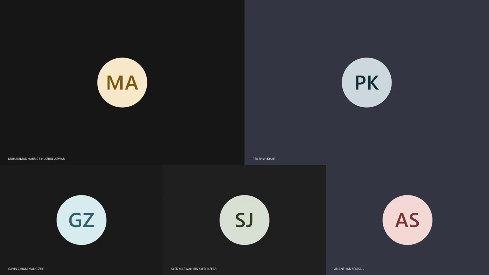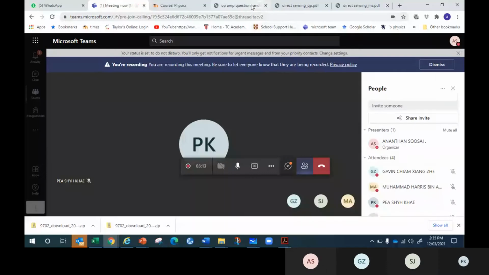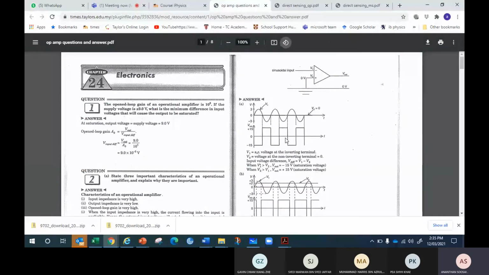Can you see the slide? No. Okay, now can you see the document? Yes.